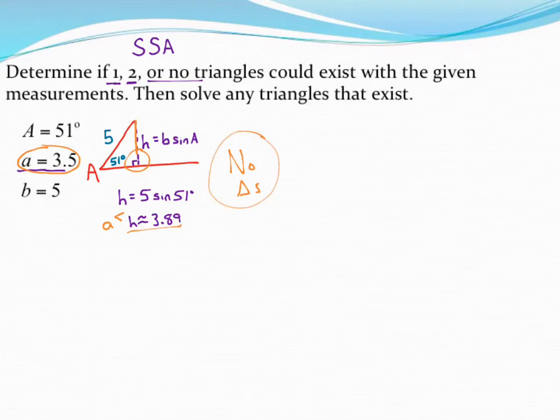So in this ambiguous case, when I had two sides and an angle, because side A was less than that missing side H if I were to drop it straight down, there was no triangle formed, and I just stopped the problem at that point.